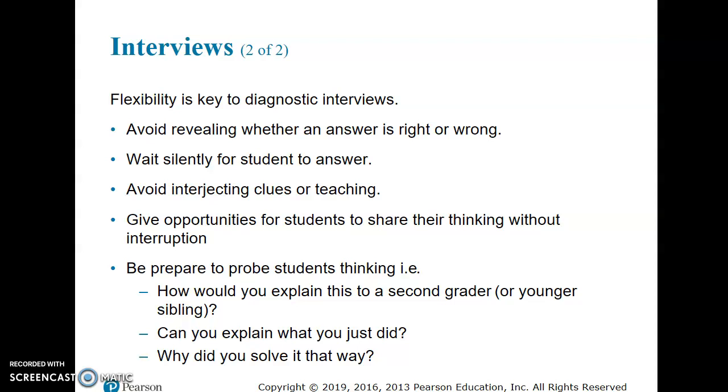How would you explain this to a second grader or your sibling? Can you explain what you just did? Why did you solve it that way?